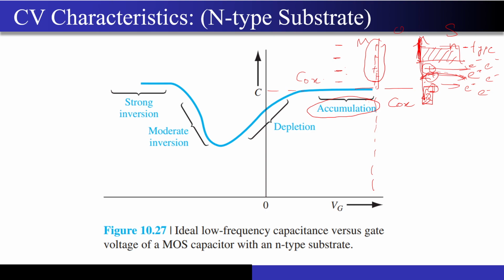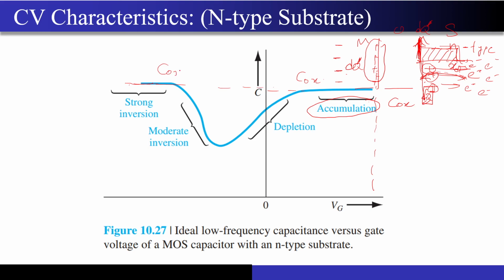You will reach the xdt maximum value that I told you, right? And after that, since you have a lot of holes near this interface, any differential dq that you apply over here will be immediately reflected over here. So that's why for very large negative voltage, I am again getting the same capacitance Cox, and this is the maximum capacitance that you can get.